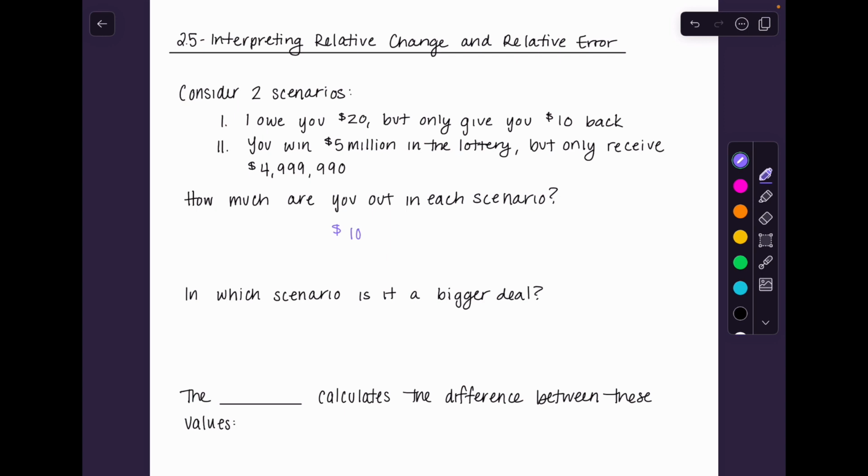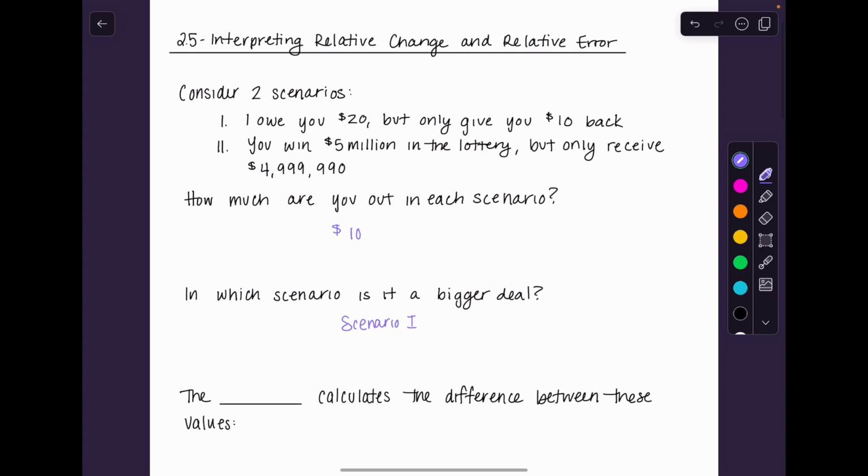However, if you're trying to think about which of these is a bigger deal, you're out the same amount of money, but really in this first scenario, you're going to be a little bit more mad at that person because that's half of your money they didn't give you. Whereas if you're losing $10 out of 5 million, it's not as significant of a deal because 10 bucks is a measly percentage of this. So scenario one would seem like it would be a bigger deal. Although we've lost the same amount of money in each case, it's more significant in the first scenario.